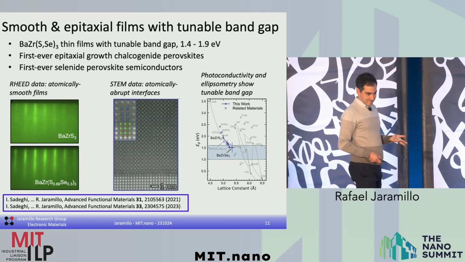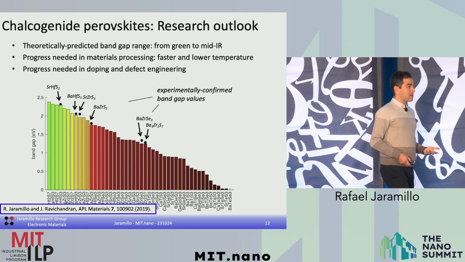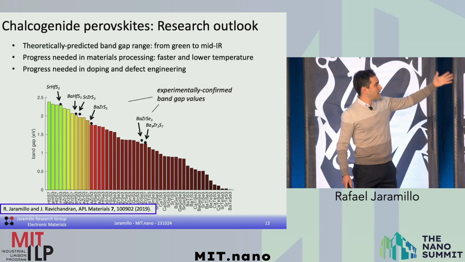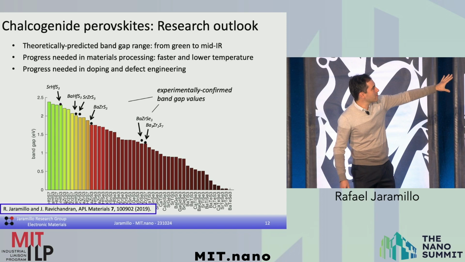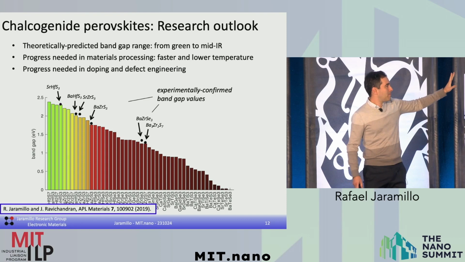So where's the research outlook? Well, there's a lot to be done. The theoretically predicted band gap range for these materials goes from the green to the kind of mid-wave IR. And only those materials with the black dots are those that have been made and measured in the lab. So you can see that there's a lot of theory predictions to test.